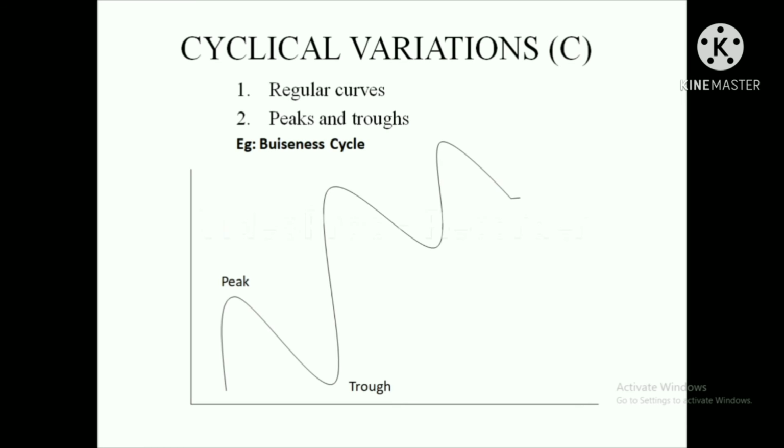It will have a highest point and a lowest point. The highest point is called the peak, and the lowest point is called the trough. The best example is the business cycle. When business goes up in the economy, we reach a peak. When business goes down, someday we reach a trough. The business cycle is the best example of cyclical variation because it comes in a cycle. For example, within 10 to 20 years it comes back again.